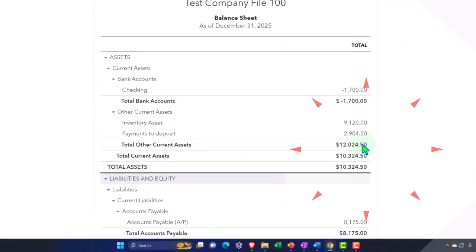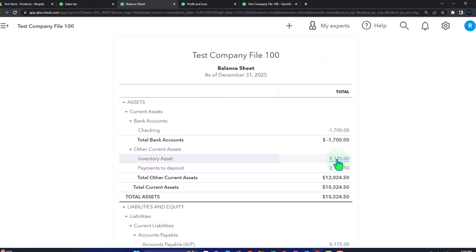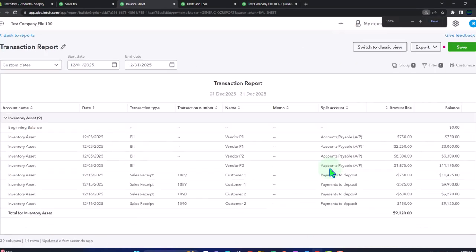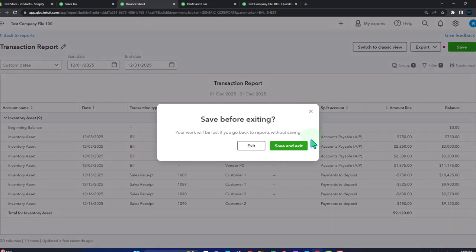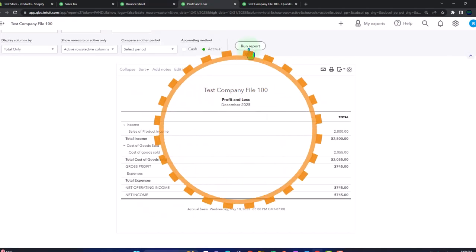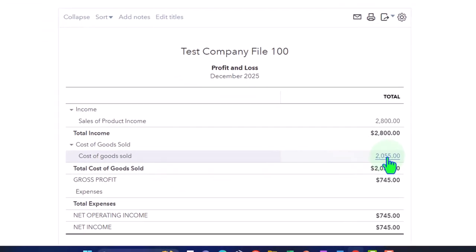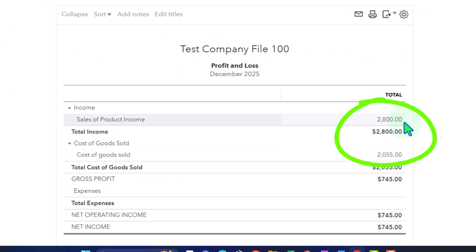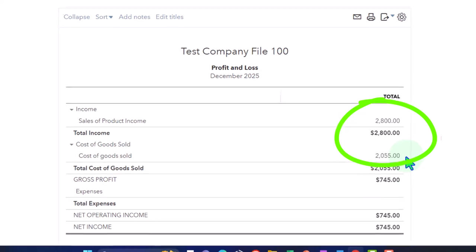And then of course, inventory, that's the new thing. Inventory went down just like before with the transaction. So inventory is decreasing, and the related cost of goods sold is on the P and L. Cost of goods sold went up. The impact on the income statement is the income, not including sales tax, minus the cost of goods sold.